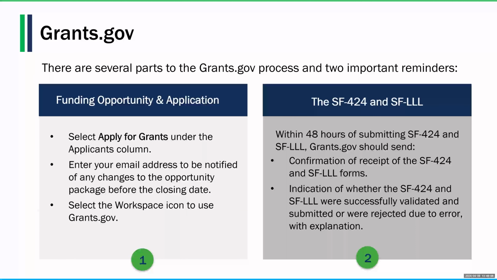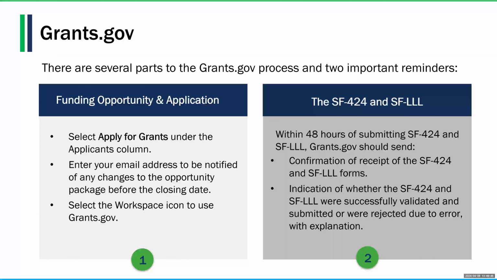Once you start the application process, you'll receive notifications from grants.gov confirming whether or not you've submitted the SF424, and stating whether the SF424 and SFLLL were validated and submitted or if they were rejected with errors. The notification will include an explanation of any errors. So we always recommend that you submit to grants.gov at least 48 hours prior to the deadline. That way it gives you some time to correct any errors if it was rejected with errors.